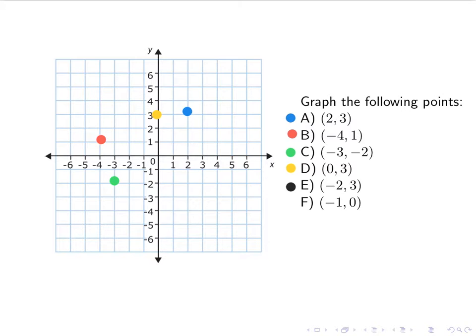Next is E, negative 2, 3. X is negative, y is positive. Again, that is quadrant 2. So negative 2, 3 is right around there. Off a little bit, but that's fine.